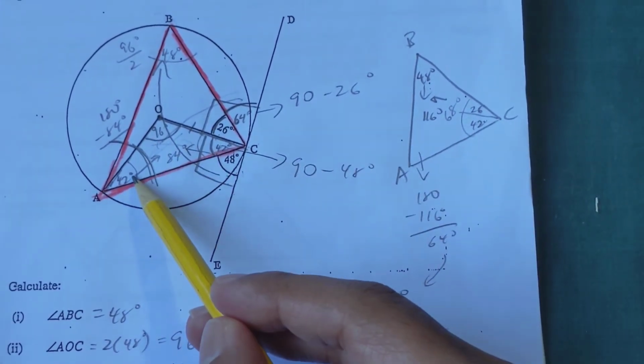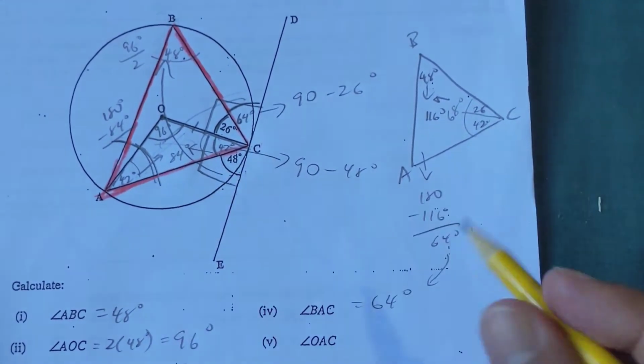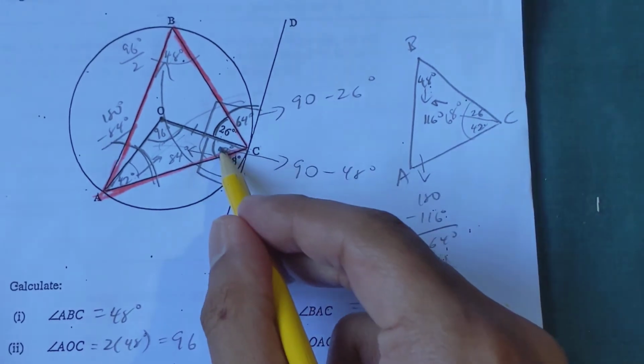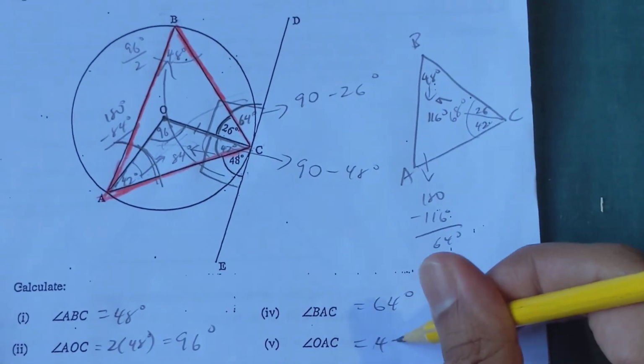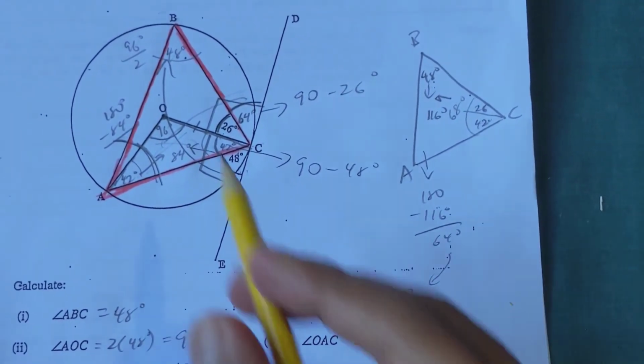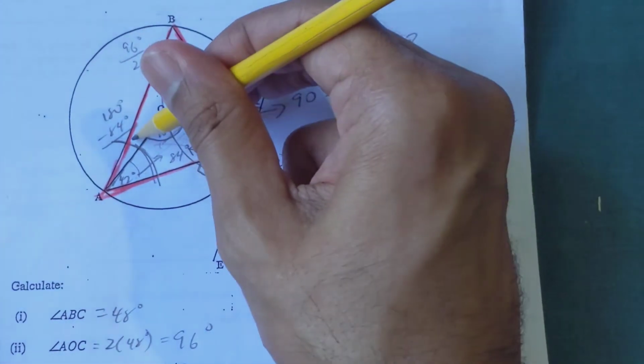Angle OAC. Well, we already know that this part was 42 because it's an isosceles triangle. And once I get 42 here, I could get the 42 here. And the last part was angle OAB, which is this tiny part here.